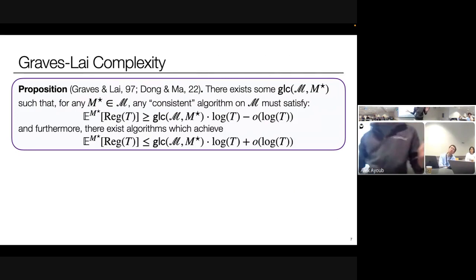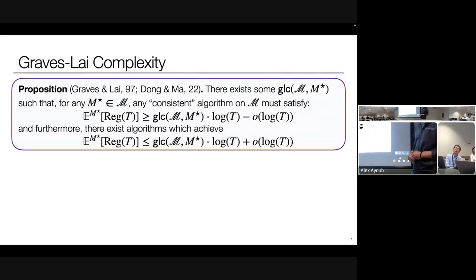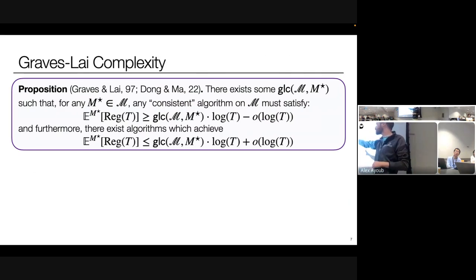There's been a lot of work since this result, especially over the last decade, showing that this is tight. We have a lot of algorithms out there. I cited one recent paper from 2022, but there are a lot of other papers that show that this is tight, that you can upper bound the regret. You can come up with an algorithm such that the regret for this algorithm on M star is upper bounded by this constant GLC times log T.